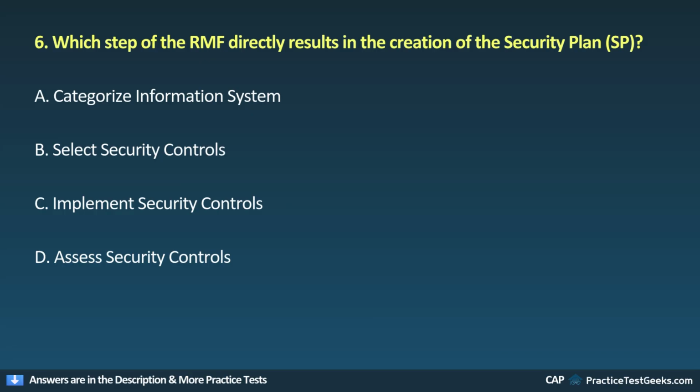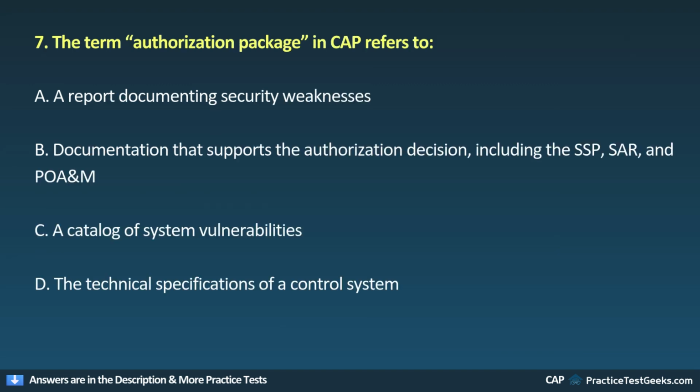6. Which step of the RMF directly results in the creation of the Security Plan, SP? A. Categorize information system. B. Select security controls. C. Implement security controls. D. Assess security controls.